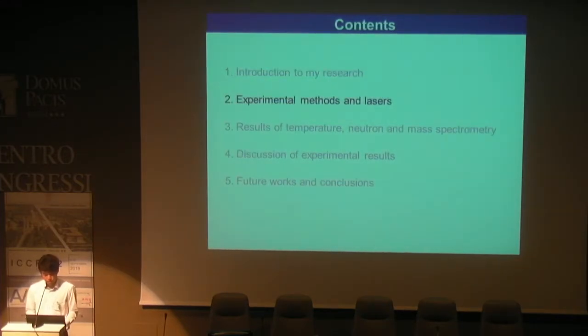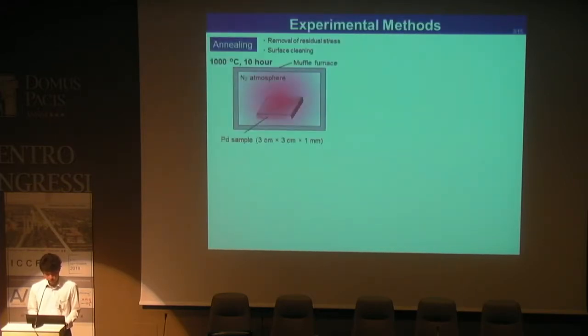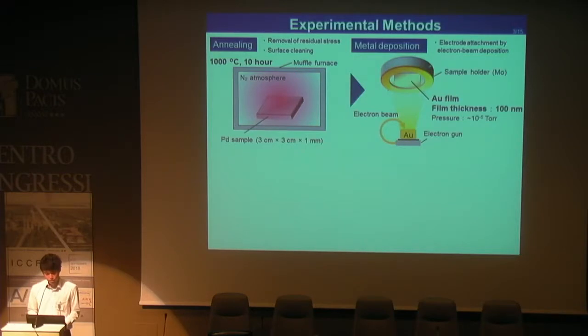In part 2, I'd like to describe experimental methods and lasers. These are experimental methods. First, I anneal a palladium sample to remove residual stress and clean the surface. I anneal a palladium sample at 1000 degrees for 10 hours under the nitrogen atmosphere. Next, I deposit metal to attach an electrode by electron beam deposition. I attach 100 nanometer thickness gold thin film to the sample.